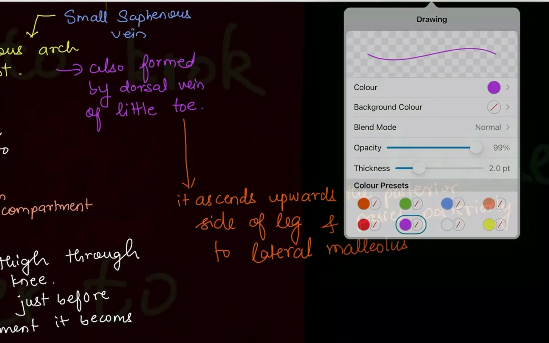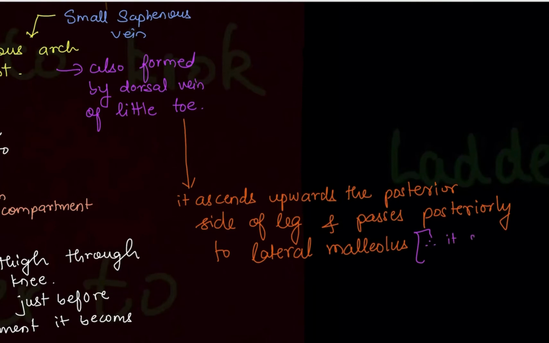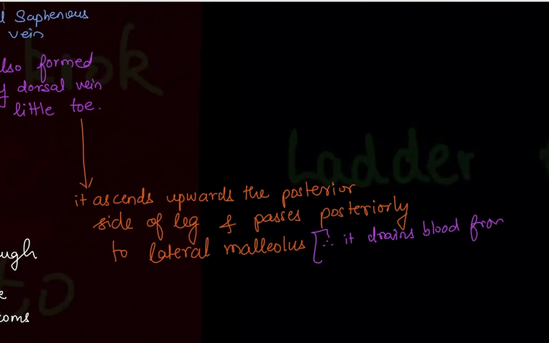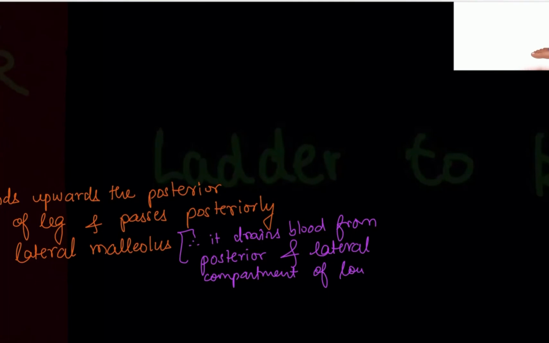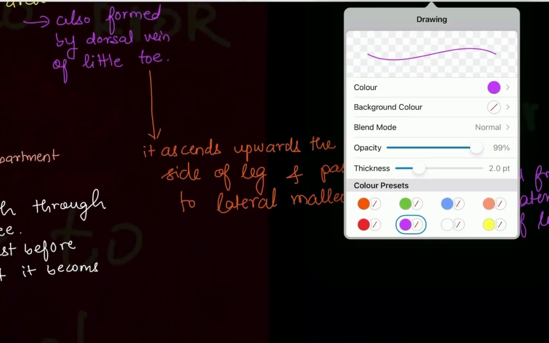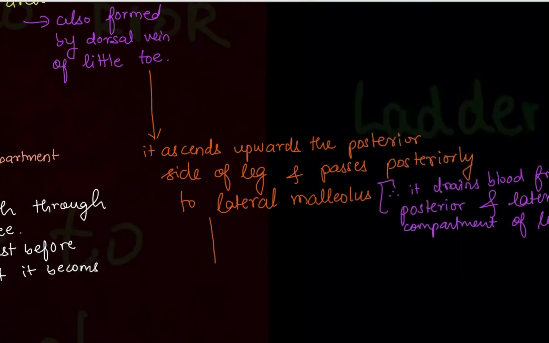Okay, so write down. Therefore, it drains blood from which compartment? It is present at the posterior side and is going behind the lateral malleolus. Now the lateral malleolus is present on the side, lateral side. So it will drain the blood from the posterior and lateral compartment of the lower leg.